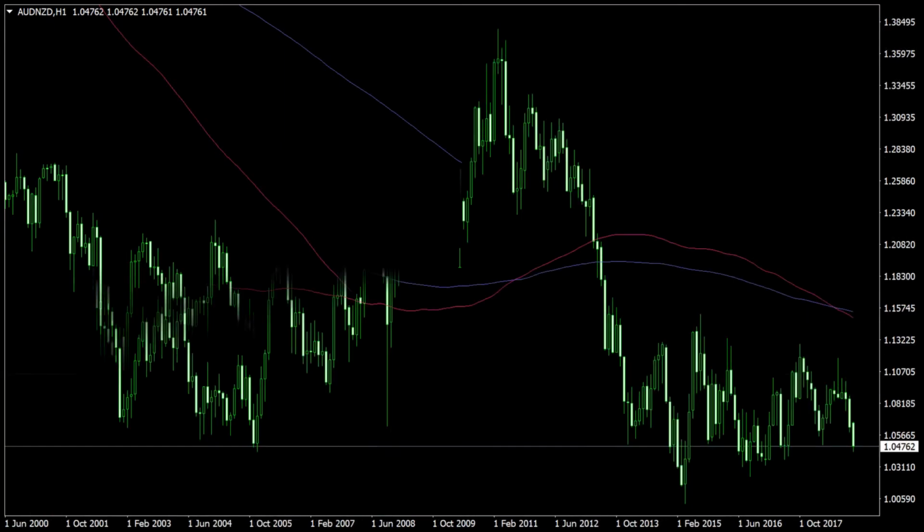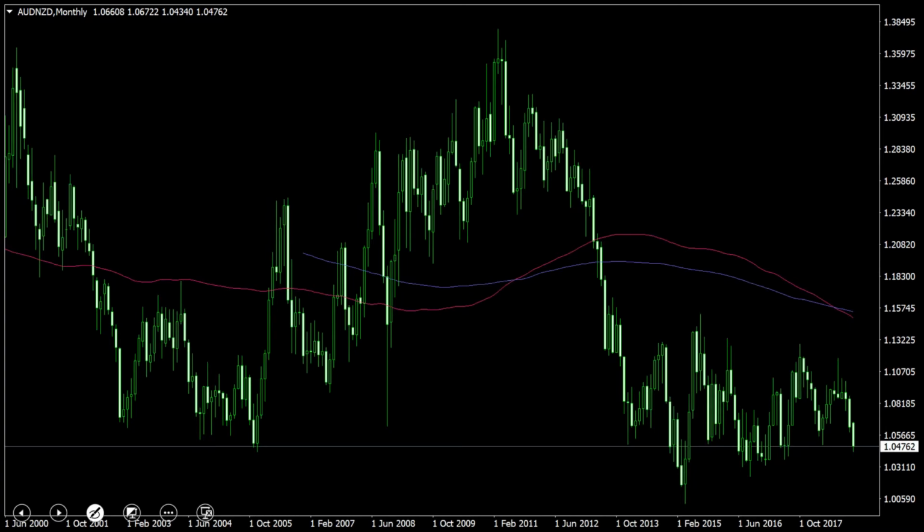Let's move on to the next chart. This is the monthly chart of the same pair, the Australian to New Zealand dollar. The only thing that I wanted to show you is that after the big decline from around 2010 to the middle of 2015, over here you can see a big move to the upside. So this is the monthly chart.